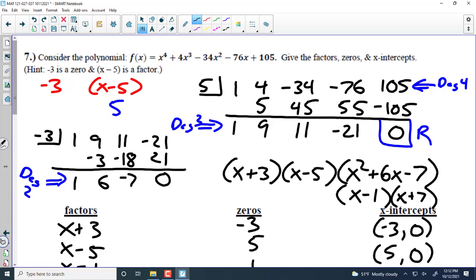So for the x squared plus 6x minus 7, could you substitute that with the above division, the 1, 9, 11, and... Okay.